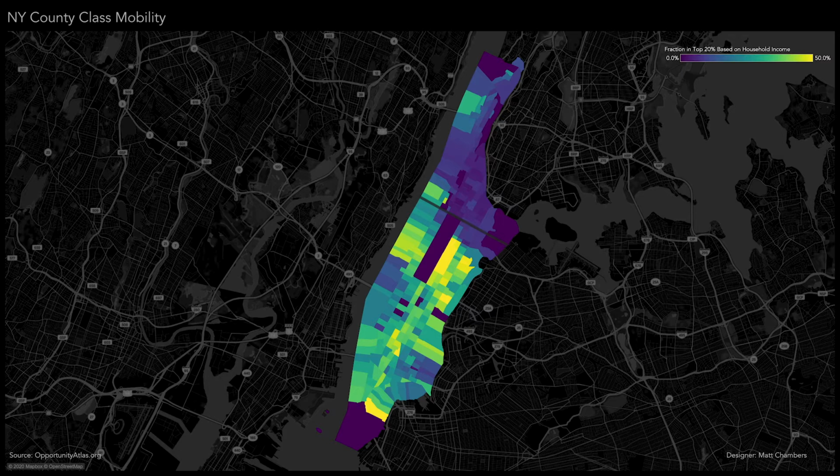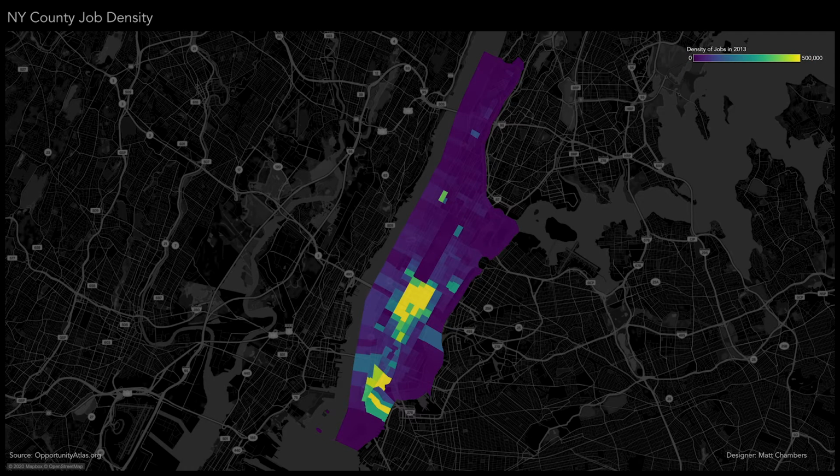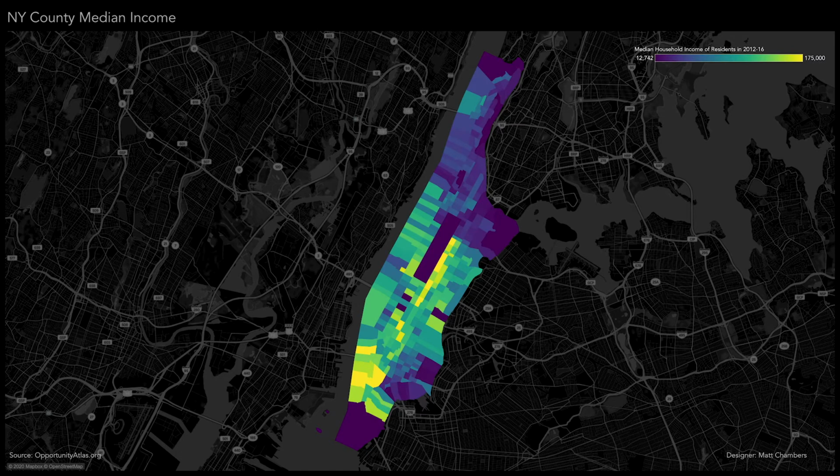As we mentioned before, Manhattan has the highest population density in the United States, but it also has the highest density of jobs. Here we're looking at each census tract colored by density of jobs in 2013. The bright yellow area in Midtown Manhattan represents census tracts with over 500,000 jobs per square mile. The people living here enjoy some of the highest wages in the country.